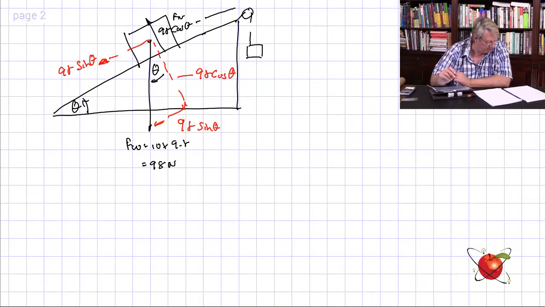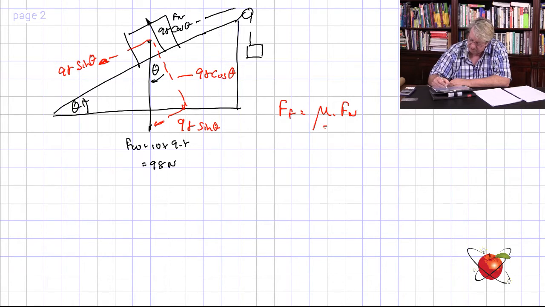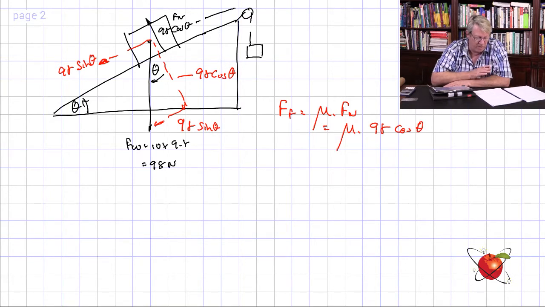So let's see here. The prep work is done. Do we have frictional force? Yes, we have frictional force, but we don't know mu. Therefore, let's go back to the red. I say F is equal to mu times F normal, which is equal to mu times 98 cos theta. Okay? So we've got that.